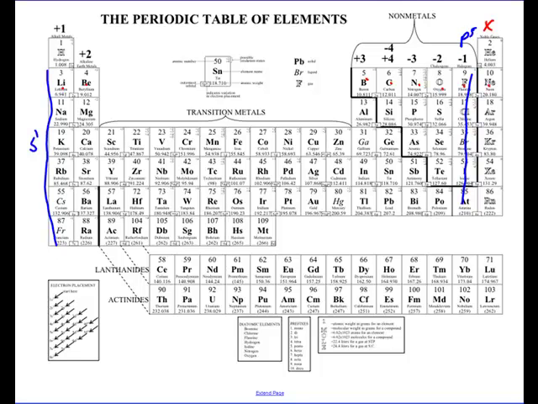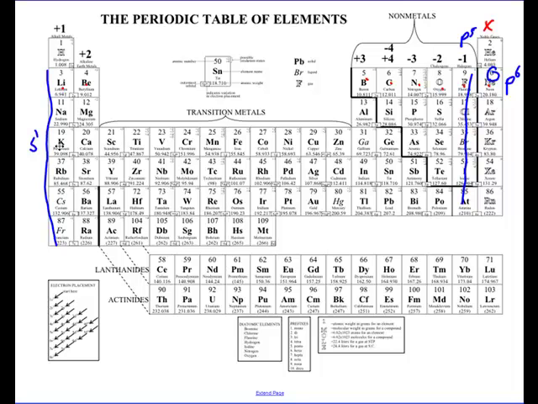Well, if these halogens gain 1 electron, and fluorine, for example, has 9 electrons, if it gains 1 electron, it has 10 electrons, and that gives it an electron configuration of p6. And what do we know about an electron configuration of p6? Well, it's very stable. It's a noble gas.